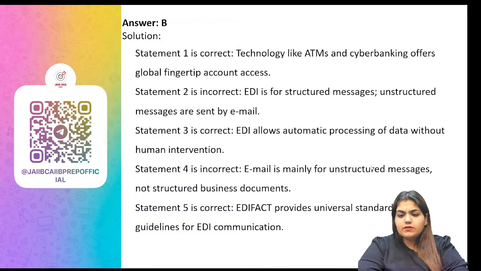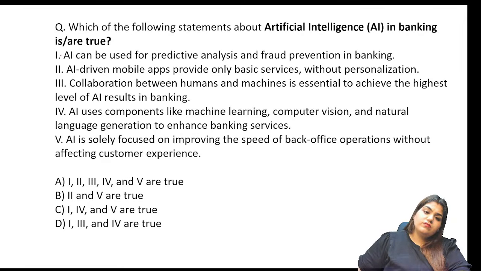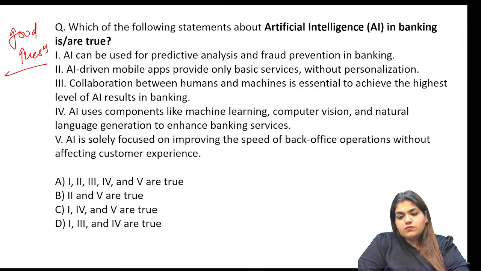Next, very nice. Next question. Which of the following statements about AI are true? A good question. AI can be used to predict data, predict frauds, analyze data. AI-driven mobile apps provide only basic services. No, AI is the smarter form. It does not just give basic services. Collaboration between humans and machines is essential to achieve the highest level of AI. Correct? Humans and machines both, because see, machine cannot detect human experiences.